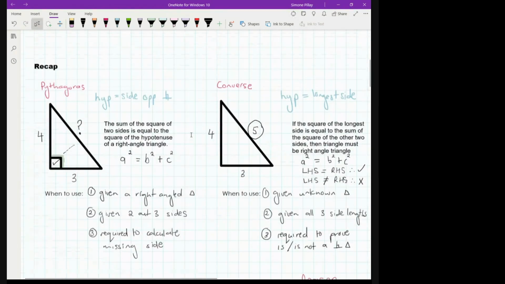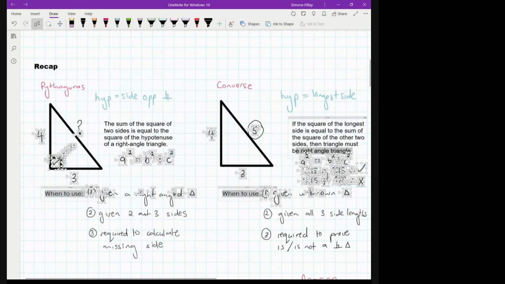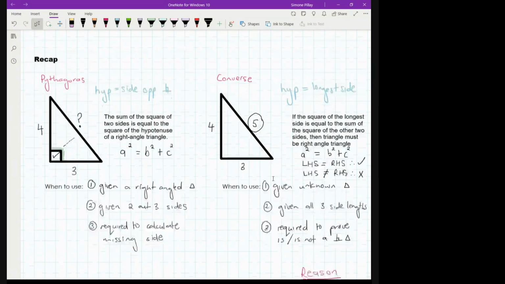So what did we say up here? If my left-hand side equals my right-hand side, what does that mean? It means that the triangle is a right angle triangle.